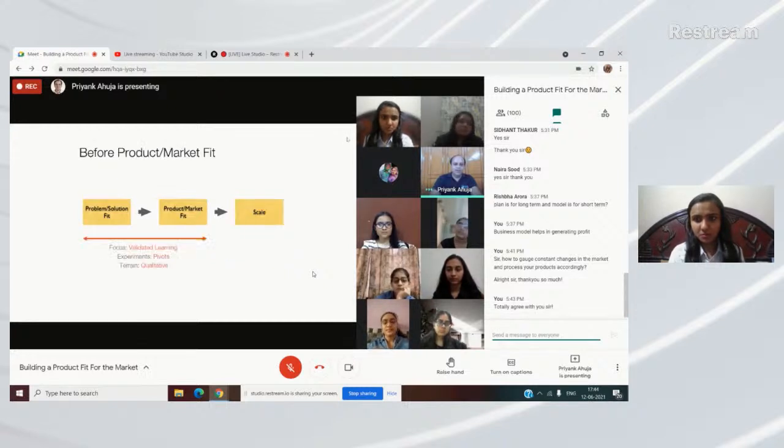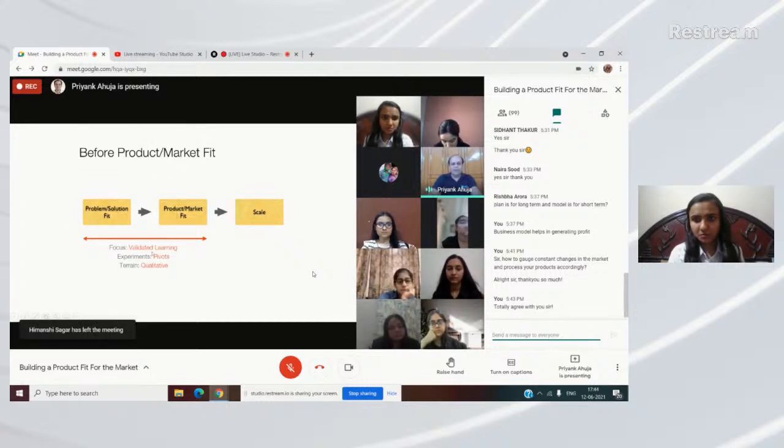Now coming to this stage, problem solution fit to product market fit, this is called before product market fit. But here your vision will be different. You have to focus on the quality, because if quality is not provided to the customer, then the customer leaves. And you have to learn from your experiments. That is called validated learning.